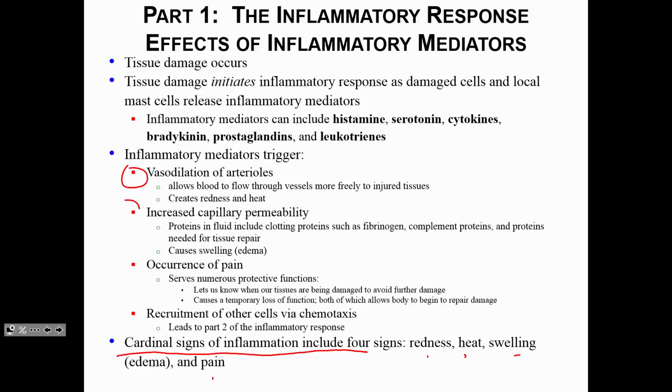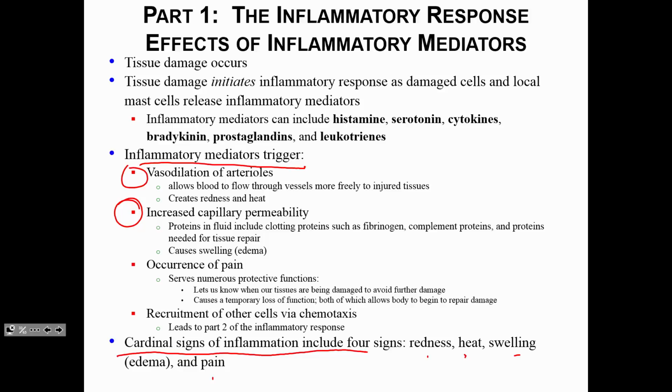The second thing that these inflammatory mediators are going to trigger is increased capillary permeability. So remember, capillaries are typically all tight junctions, so they're not very permeable because we want the stuff staying inside the capillary. Well, there are some proteins like clotting proteins, fibrinogen, complement proteins, all these proteins that we need to repair the tissue. They've got to get out of the bloodstream and into the tissue. And the only way to do that is to get through the capillary wall.